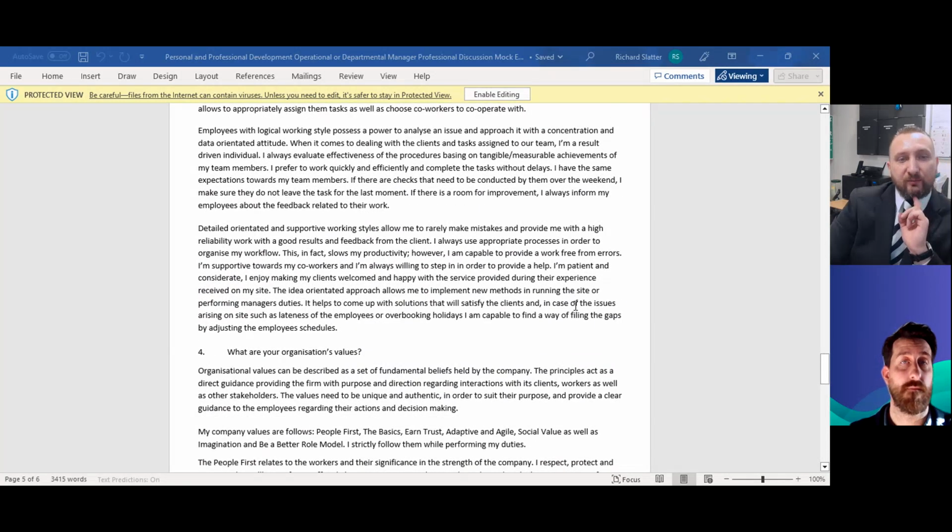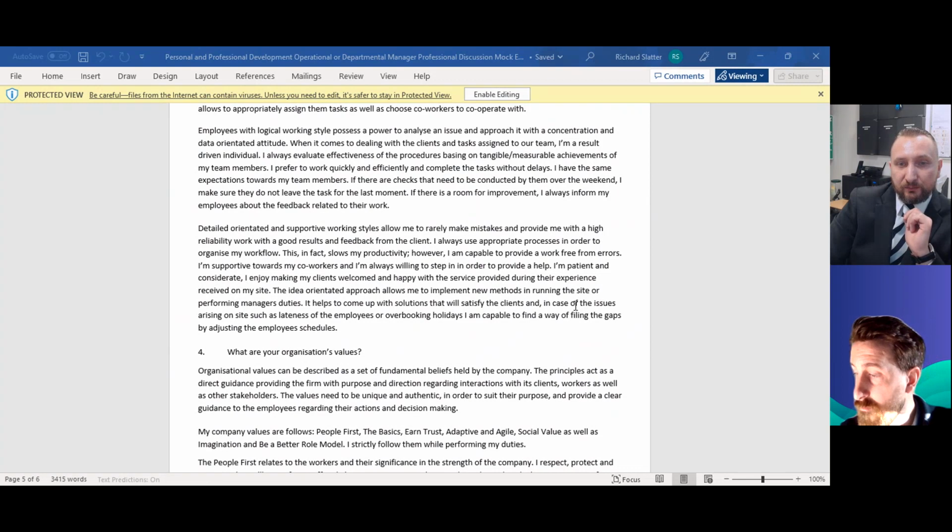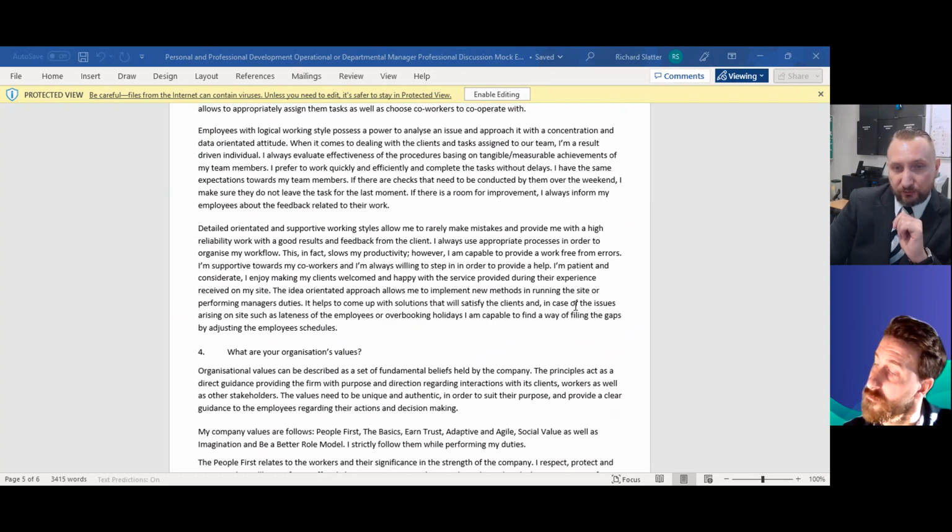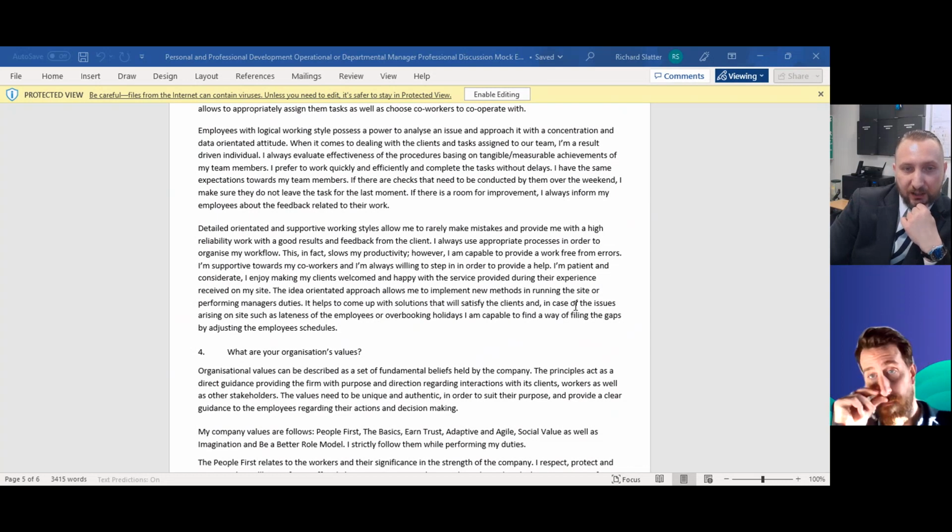Employees with a logical working style possess a power to analyze an issue and approach it with concentration and a data-oriented attitude. When it comes to dealing with the clients and tasks assigned to our team, I'm a result-driven individual. I always evaluate effectiveness of the procedures based on tangible, measurable achievements of my team members. I prefer to work quickly and efficiently and complete the tasks without delays. I have the same expectations towards my team members.